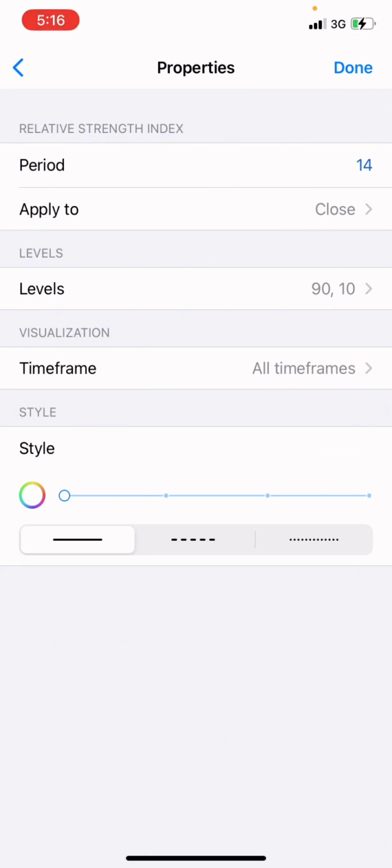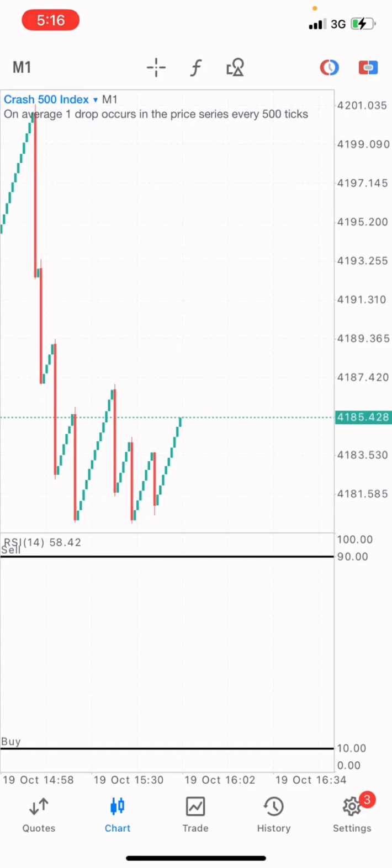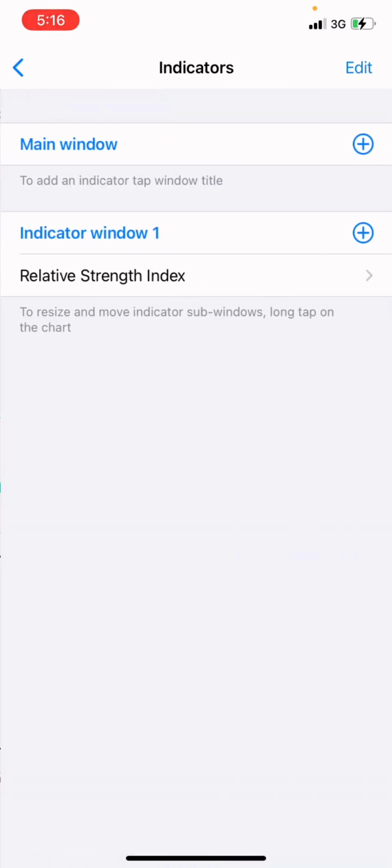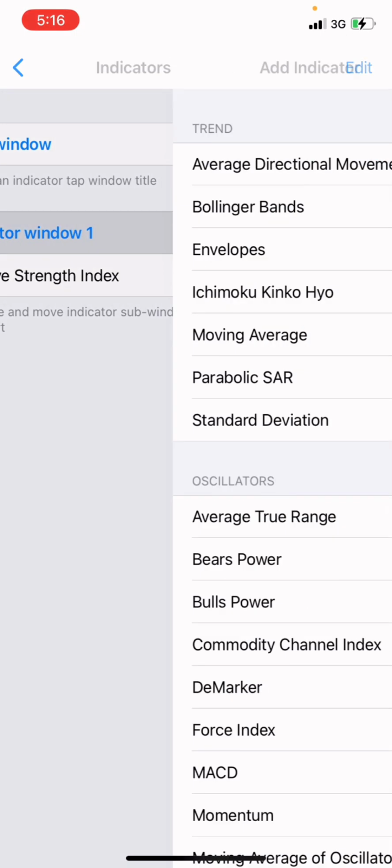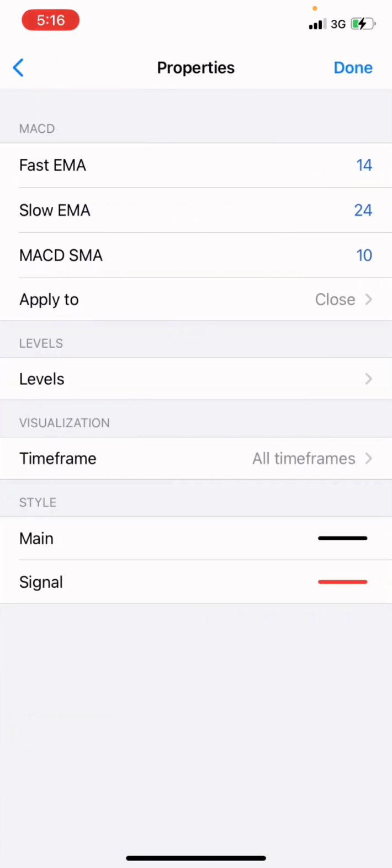Okay, it doesn't matter the colors, but you can use any color of your choice as long as you understand what you are doing on this market. You put on the MACD after the RSI, so it's going to be below the RSI on the indicator window 1. MACD fast EMA, you set that to 14. Okay, do not use any other figure, only 14, so that you can get a good accuracy.